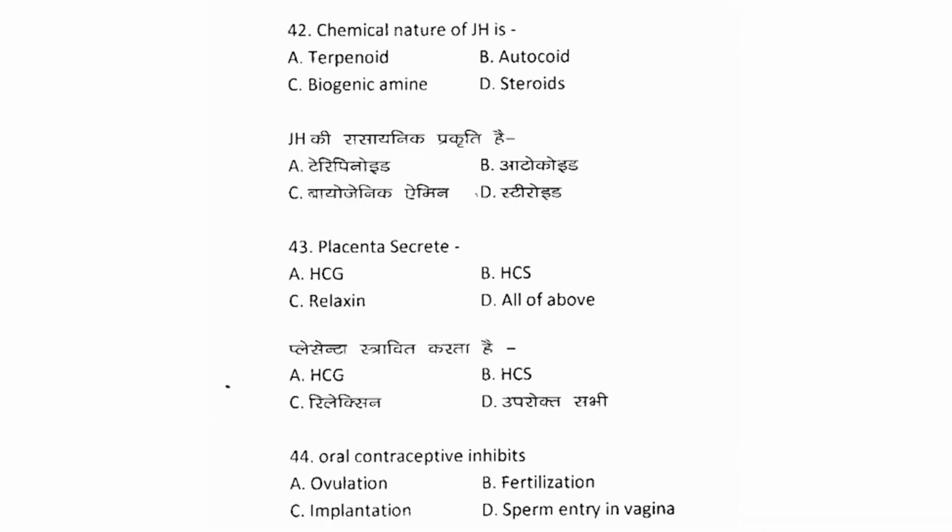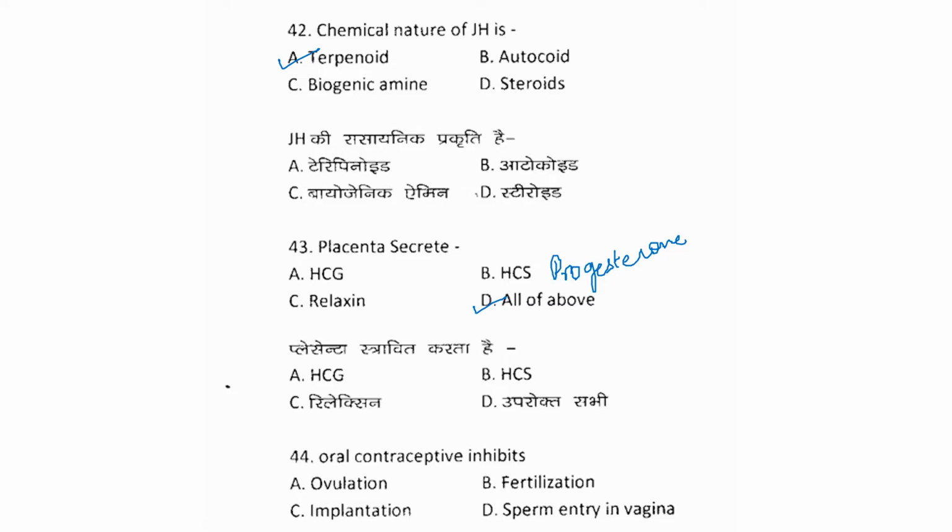Next question is chemical nature of juvenile hormone. JH is juvenile hormone. So the answer is A, terpenoid. It is a terpenoid in nature. Placenta secretes hCG, human chorionic gonadotropin hormone, HCS, human chorionic somatomammotropin, and relaxin. So the answer is D, all of them. Besides that, placenta also secretes progesterone, that is the pregnancy hormone which is required to maintain the pregnancy.